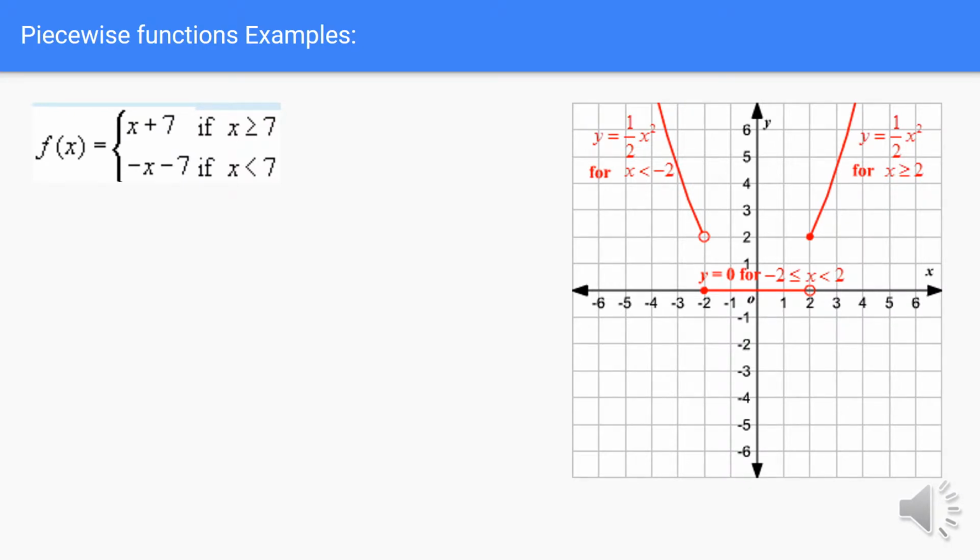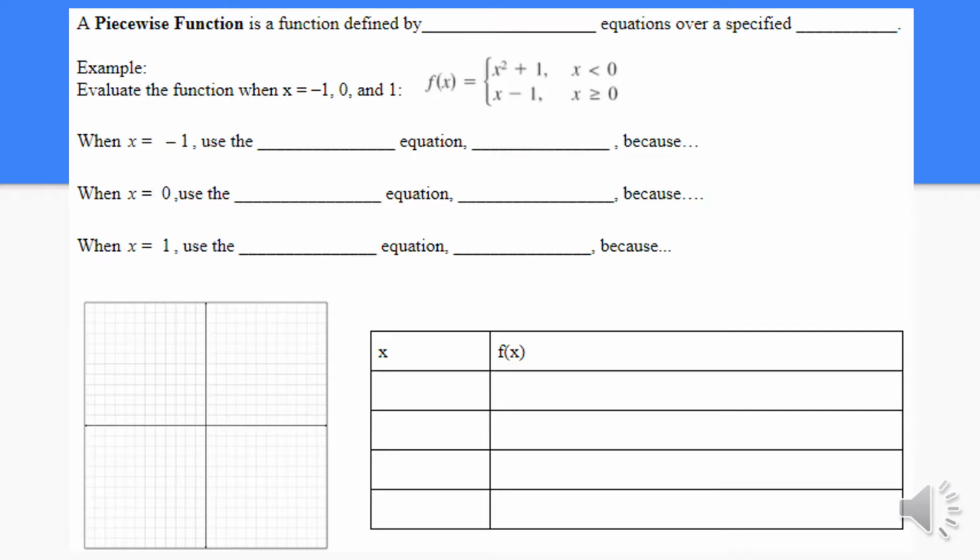Here are a couple of examples of piecewise functions. The one on the left is just an equation, but again, you can see the negative slope of when x is smaller than 7 and the positive slope when x is bigger than 7. On the right-hand side is a graph with 3 separate equations for 3 different functions of your piecewise function. So piecewise functions are functions defined by multiple equations over a specified domain.